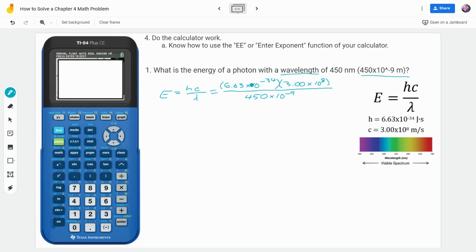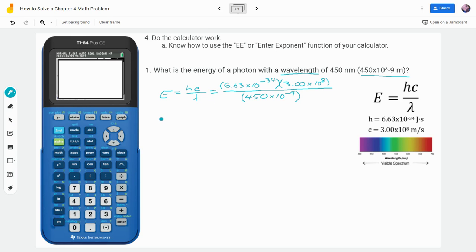Now, one thing I can point out, if you're really, really stubborn and feel like you don't want to learn the EE function, you can put parentheses around every single thing like this, and your calculator will do the order of operations that you think it's doing, probably. But why not just learn how to use the EE button? So here's how you would use the EE button on one of these guys here. So the first thing we want is 6.63 times 10 to the minus 34th.